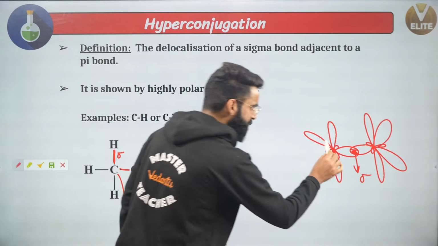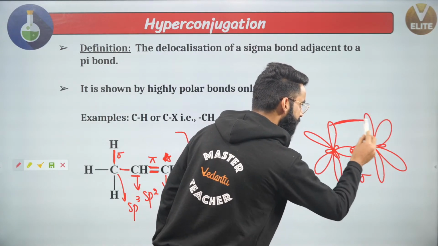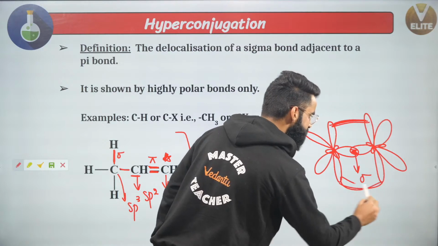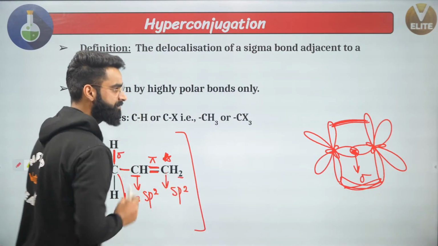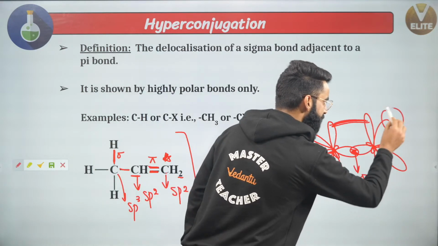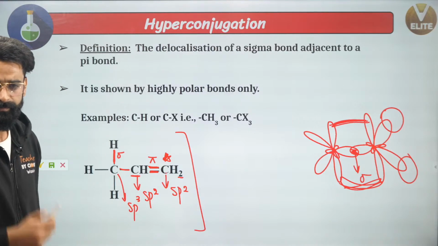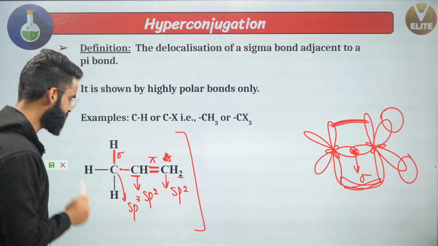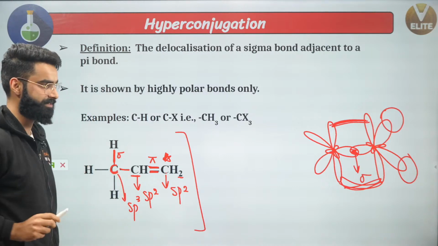And people, since this is a p orbital and this is one more p orbital, both are parallel to each other, they are going to form a pi bond. Yes, they have formed the pi bond as well. With this carbon, you have got 2 hydrogen atoms attached. So let's say this is one hydrogen atom, this is one more hydrogen atom.